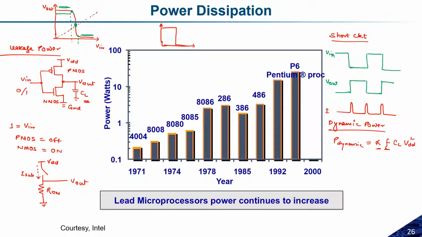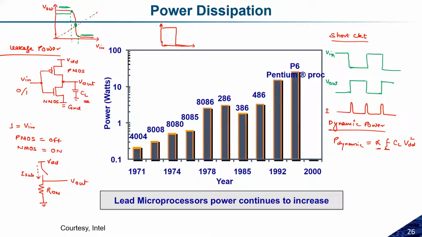The second component is the operating frequency. Simply, operating frequency means how many transitions there are per unit time. If there are more transitions, more short circuit power dissipation will be there, and that will also contribute to the dynamic power dissipation. So more transitions lead to more power dissipation. This is how we can relate the frequency with the power dissipation.